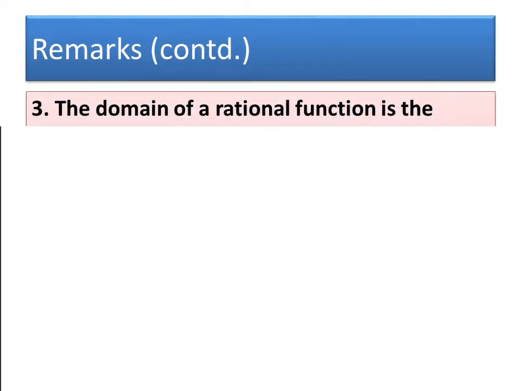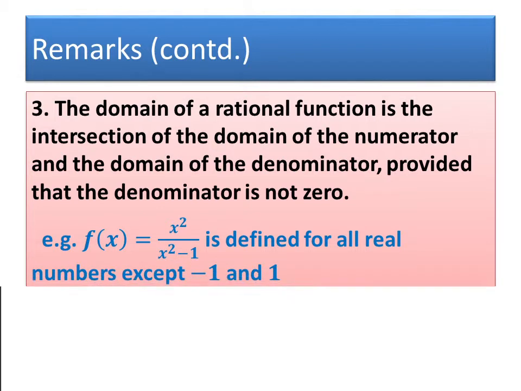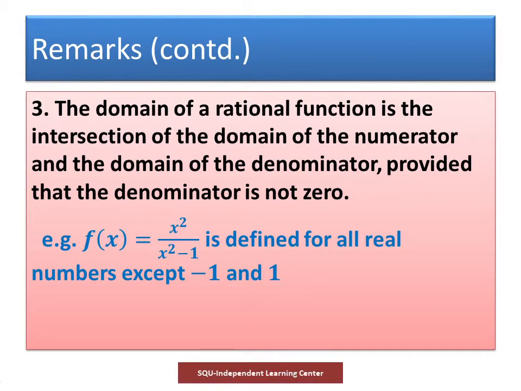The third remark: the domain of a rational function. This will be the intersection of the domain of the numerator and the domain of the denominator, provided that the denominator is not 0. For instance, if I say f of x is equal to x squared over x squared minus 1. What's the domain of the numerator? All real numbers. What's the domain of the denominator? It's a polynomial, also all real numbers. But f of x, being numerator and denominator, will have a domain which is all real numbers except what makes the denominator 0. So the domain of this function will be all real numbers except plus or minus 1.